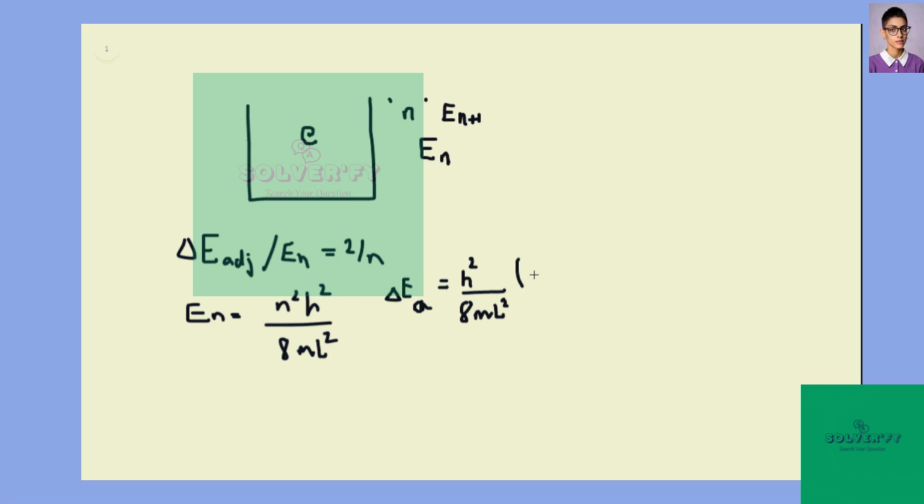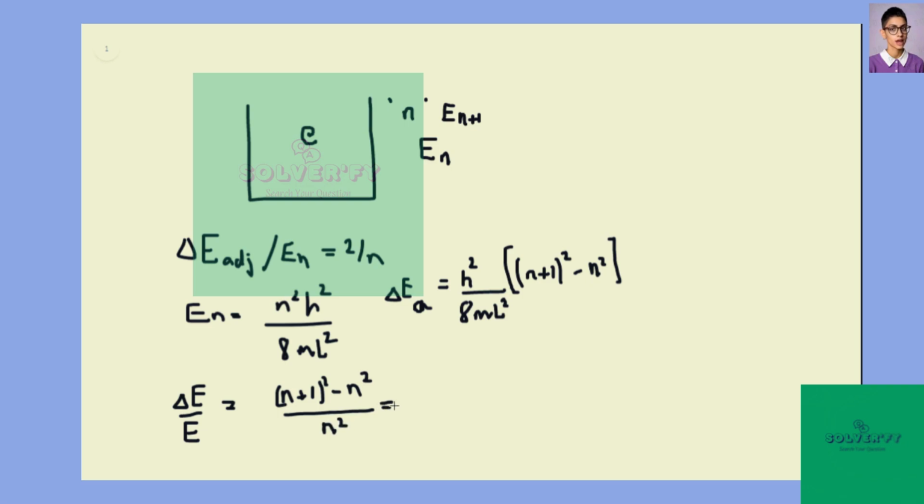So this gives me n plus 1 whole square minus n square. So thus delta E over E, we can express this as, you will see, this factor gets cancelled out and we just get an n plus 1 whole square minus n square, and another n square in the denominator.